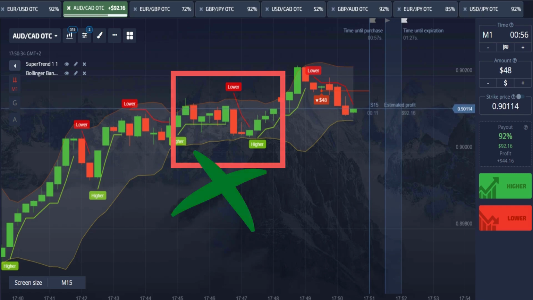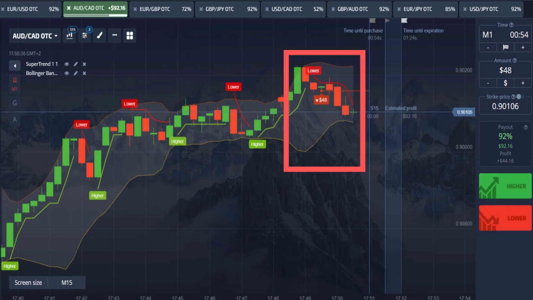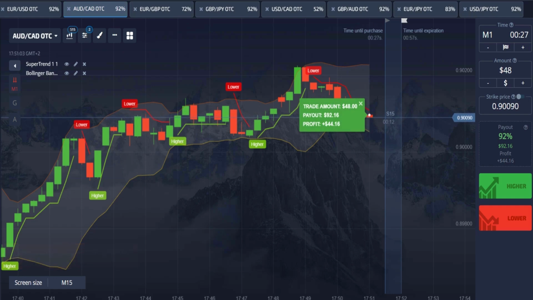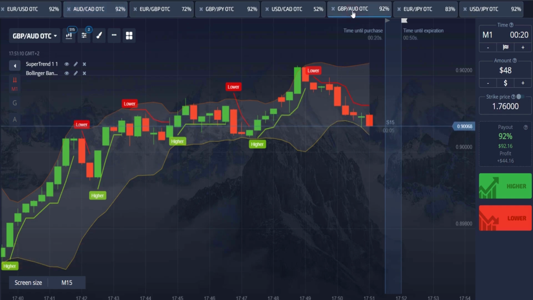Here's a sell trade I've taken following our strategy. First, the candle closed above the upper Bollinger Band. Then, a Supertrend sell signal appeared. This setup meets all our requirements, so I entered a 1-minute sell trade. Now, let's wait and see the result. Will this trade end in profit or loss? We won this trade. It's that simple when you follow the rules. Let's move on and find another perfect setup.